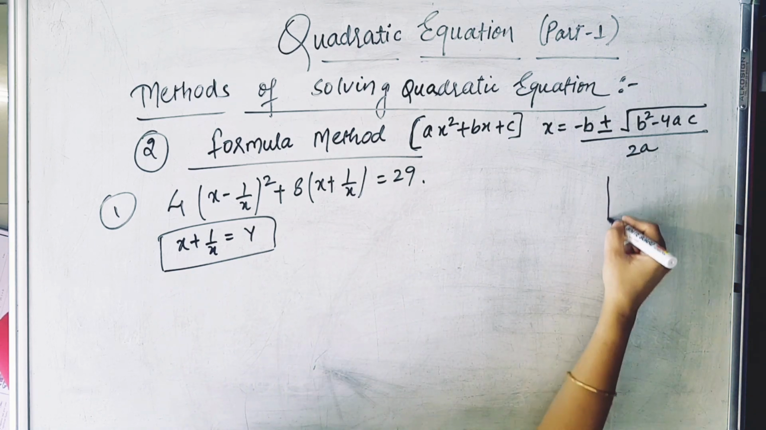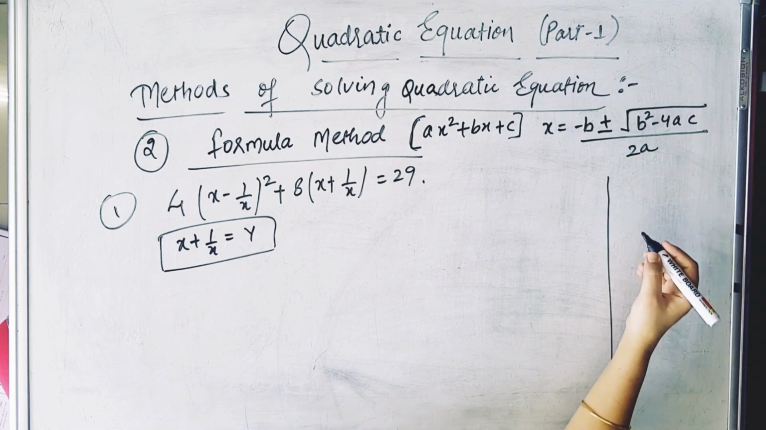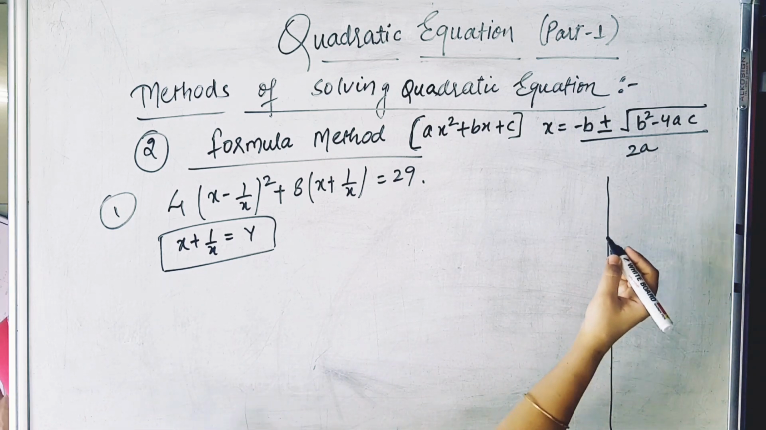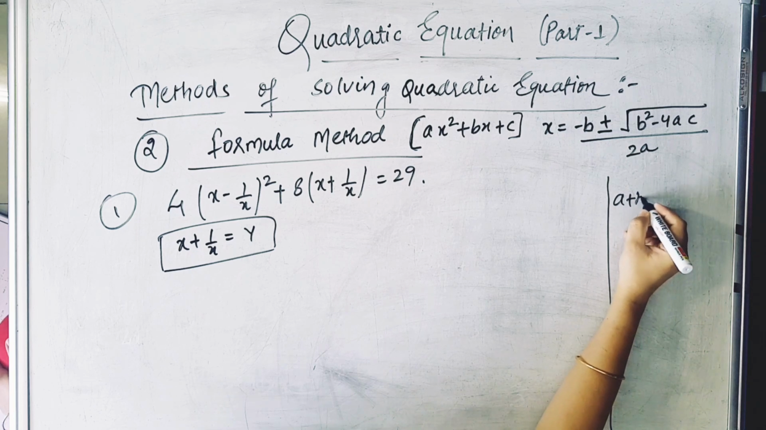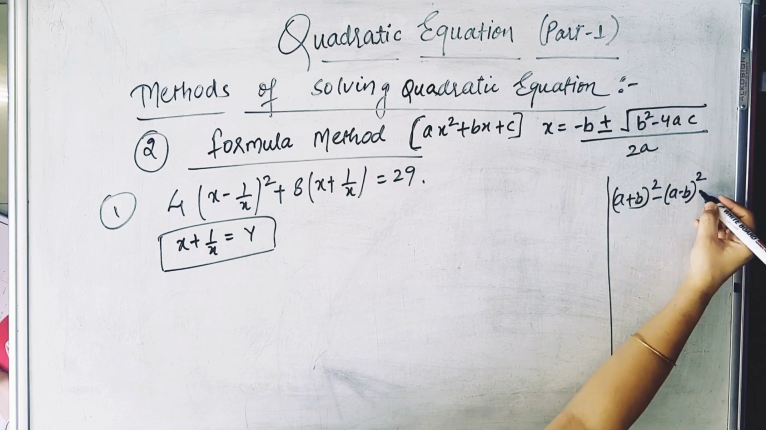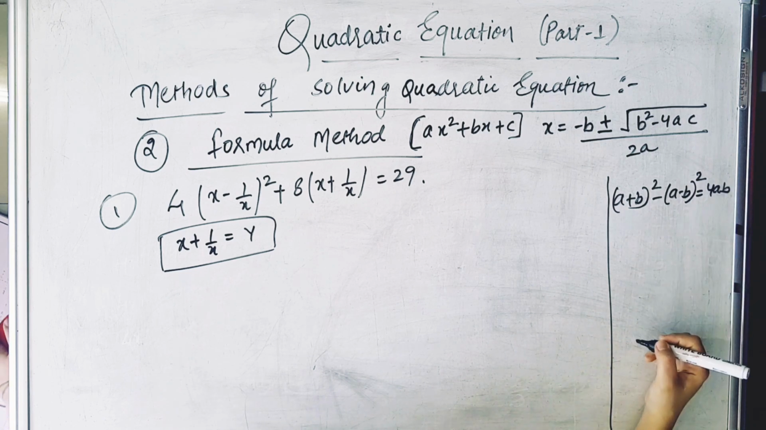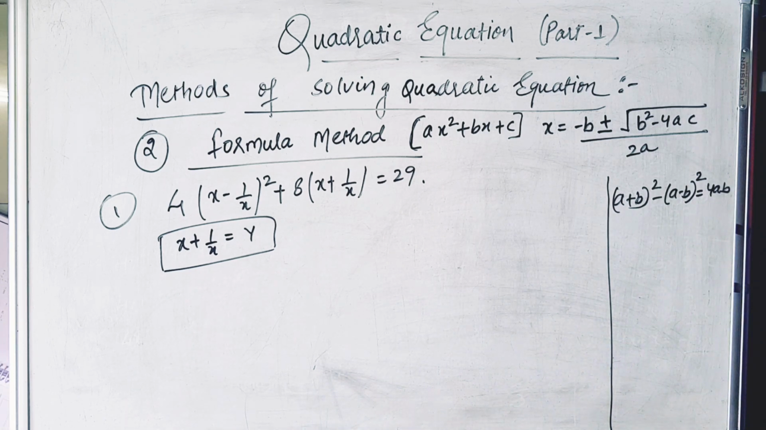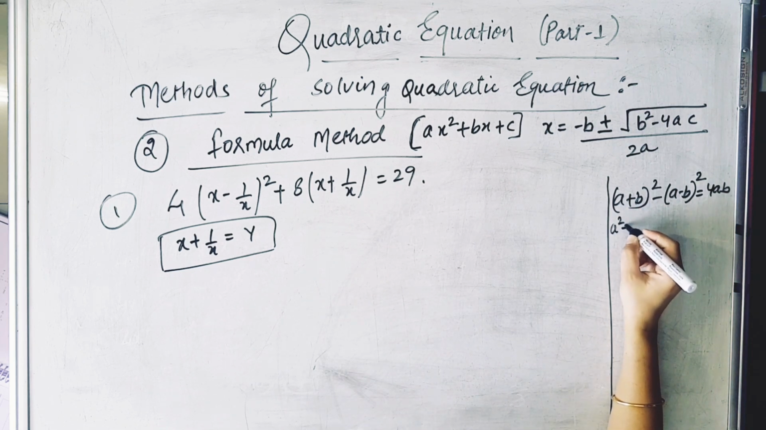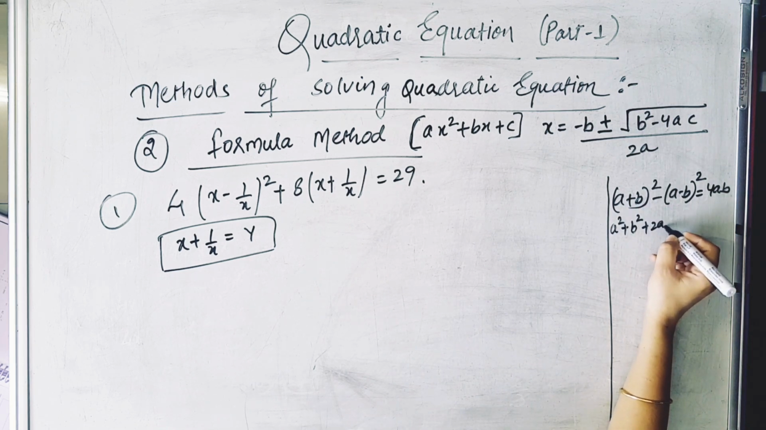Now see, we have one identity over here. You might have studied in 9th standard. The identity is a plus b whole square minus a minus b whole square, that is equals to 4ab. If you are not knowing it, so I'll solve it over here for you. See, a plus b whole square, that means a square plus b square plus 2ab.